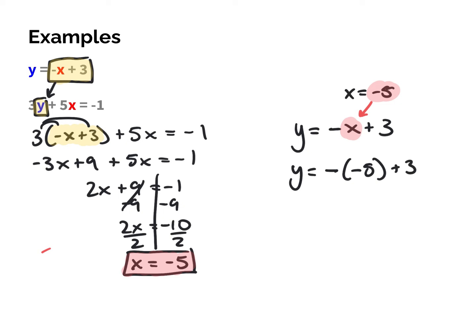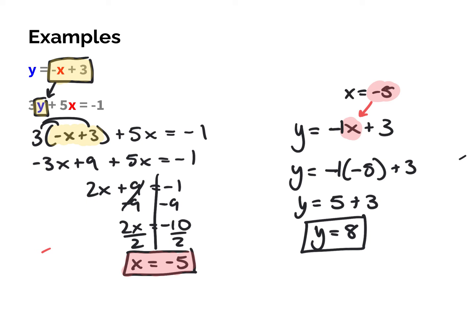Okay. Now, the reason why I put parentheses around here is notice that it says negative x. That essentially means you can think of it two ways, like the opposite of x, or you can think of that as negative 1x, which means it would be negative 1 times whatever x is. So if x is negative 5, that means negative 1 times negative 5 would give me positive 5 plus 3. And then 5 plus 3, I'm sorry, would give me 8. So my solution here would be y equals 8.